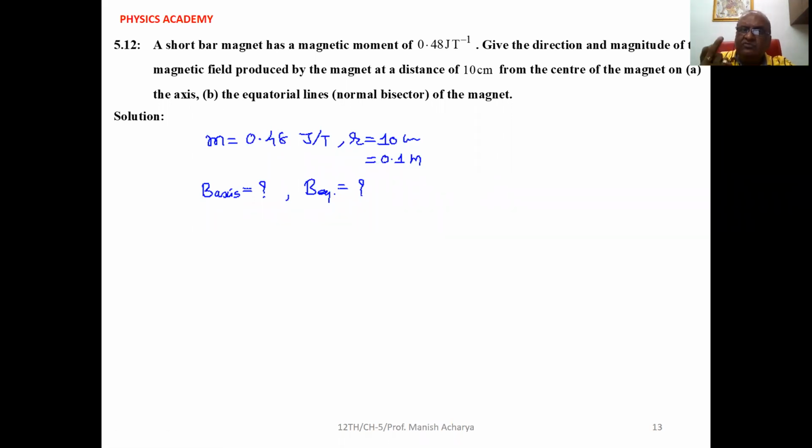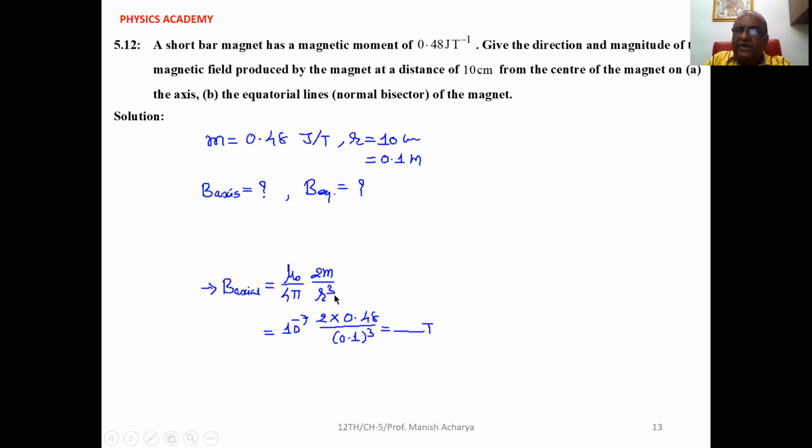Now, first we have to calculate the magnetic field at a point on the equator as well as at a point on the axis of the dipole moment. Now, B axial is mu 0 upon 4 pi times 2m upon r cube, the equation we derived in the theory. Mu 0 upon 4 pi is 10 raised to minus 7, times 2m, that is 0.48, upon r, that is 0.1 cube. Solve this one, you will get the magnetic field at the axial point.